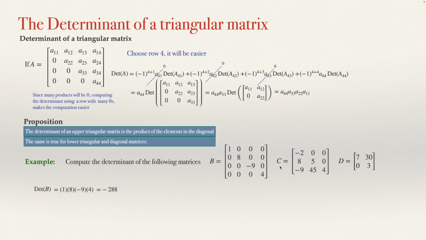Or for example, this, the determinant of C. The determinant of C will be negative 2 times 5 times 4. Multiply the elements in the main diagonal. Minus 2 times 5 times 4. And this is minus 2 times 4 is negative 8, times 5, negative 40. And finally, this determinant is just 7 times 3, 21.